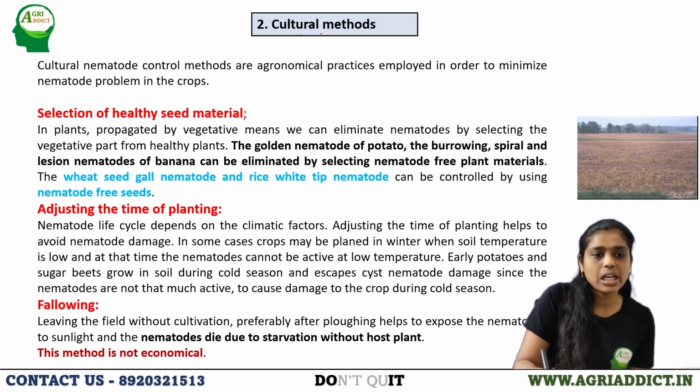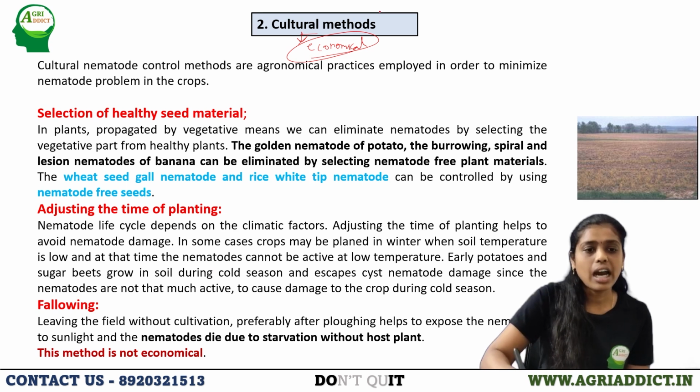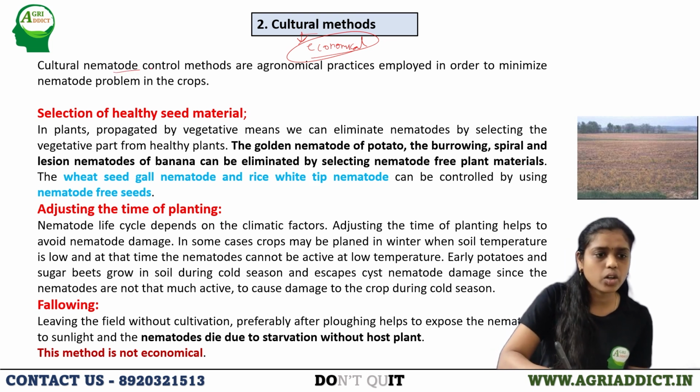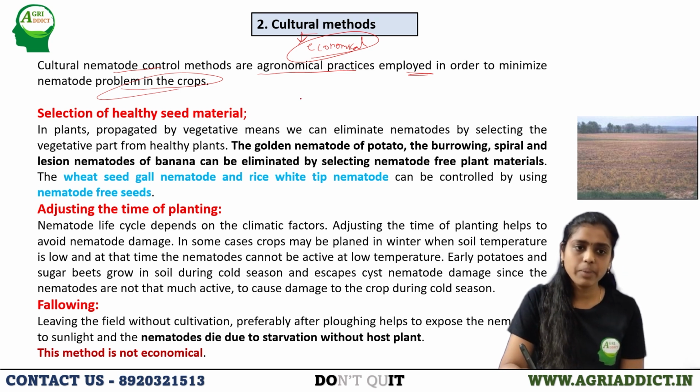Next is the cultural methods. Here the cultural method is the most economically feasible method, and if these methods are applied in a very efficient manner, definitely we can achieve nematode management efficiently. Cultural control mainly means agronomical practices which are employed in order to minimize the nematode problem in the crops.